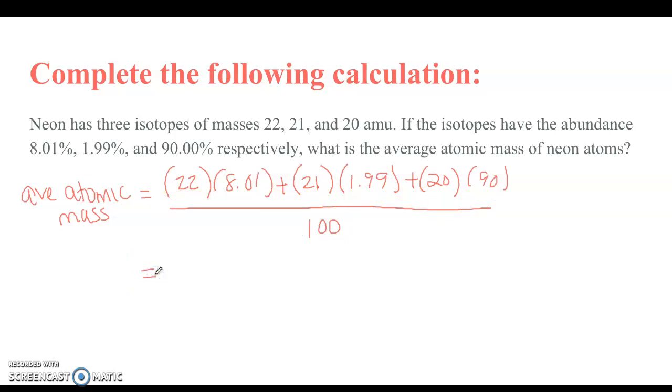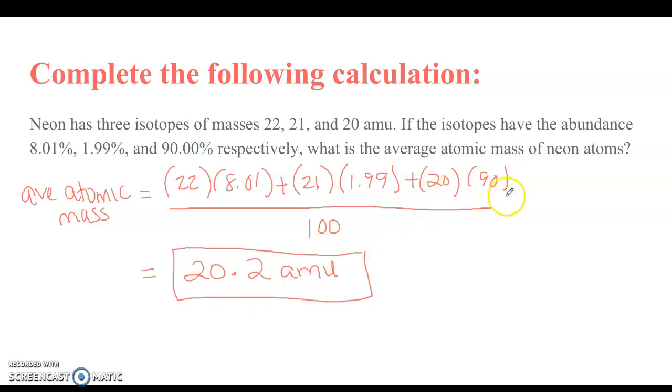One thing I want to point out, 20 AMU has a 90% relative abundance. Your answer better be very close to 20. Make sure you're checking your work and that the calculation you do actually makes sense. These numbers kind of tell you where you've got to go. So 21 isn't very abundant and 22 isn't very abundant. So when I plug this into my calculator, I got 20.2 AMU, which is very close to 20 AMU, which has the highest abundance. So always check your work.